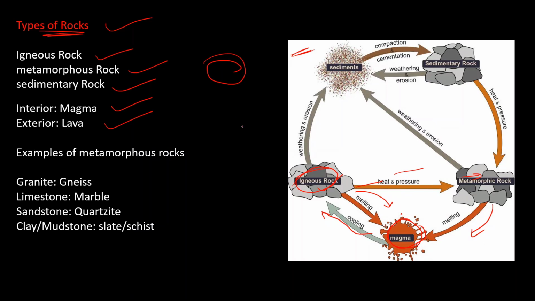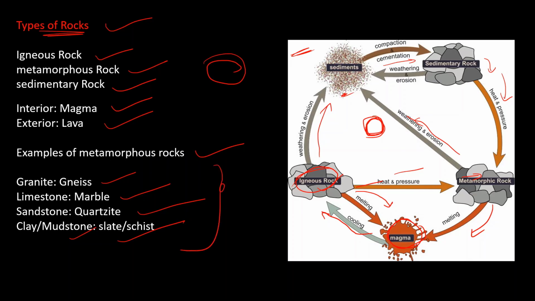Otherwise, when erosion or weathering happens, igneous rock becomes sediments. Similarly, metamorphic rock also breaks down due to weathering and erosion. Compaction and cementation of sediments convert them into sedimentary rock. And again if this sedimentary rock goes down under heat and pressure, it converts into metamorphic rock. This is the cycle of conversion of rocks, called the rock cycle. You can see some examples of metamorphic rock: granite becomes gneiss, limestone becomes marble, sandstone becomes quartzite, and clay or mudstone becomes slate or schist. These are the types of metamorphic rocks.